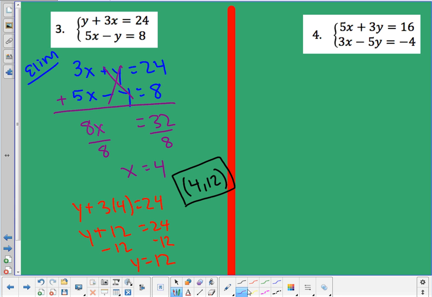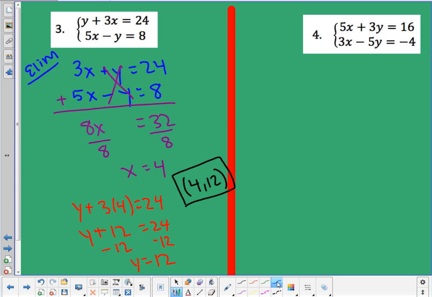Okay. Now let's take a look at number 4. This will be our last one for our notes video today. In number 4, I've got 5x plus 3y is equal to 16 and 3x minus 5y is equal to negative 4. All right, both equations are in standard form. X is lined up, y is lined up, equal signs lined up, constants lined up. They're ready for that. But neither of the equations have opposite coefficients. They don't even have the same number. So I'm going to have to multiply both of these equations here, okay?